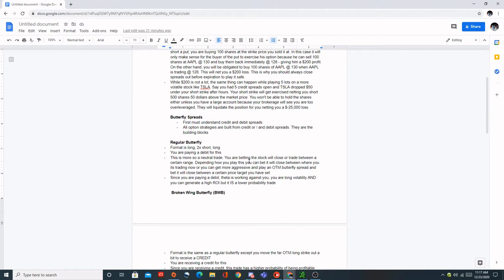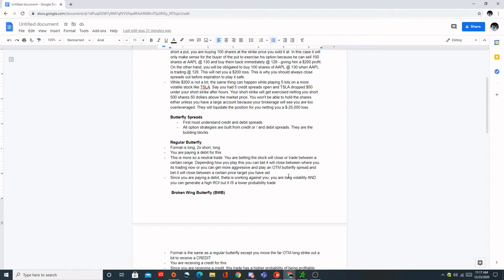Depending on how you play this, you can bet it will close between where the stock is trading now, which would be a neutral strategy, or you can get more aggressive and play an out-of-the-money butterfly spread and bet it will close between a certain price target you have set. Since you are paying a debit, theta is working against you. You are long volatility and you can generate a high ROI, but it is a low probability trade. The further you go out of the money, the higher the ROI you can receive, but it is a lower probability trade.